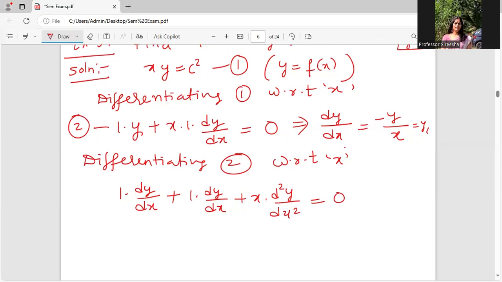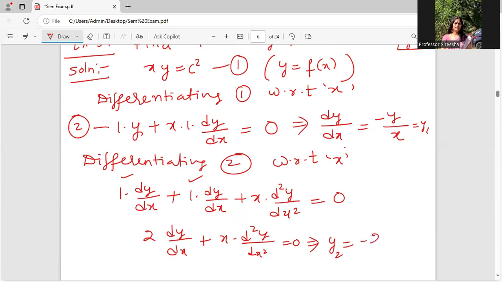Right. Now, the value of dy by dx, I know. There's one dy by dx, there's another dy by dx, so it would be 2 dy by dx, guys. 2 dy by dx plus x into d square y by dx square is equal to 0. I'll be getting the value of y2, or the second derivative, as minus 2 into dy by dx, whose value is minus y by x, all divided by x. This would be my d square y by dx squared.